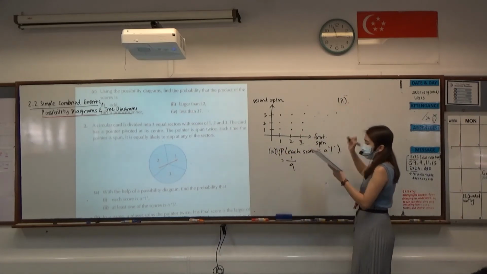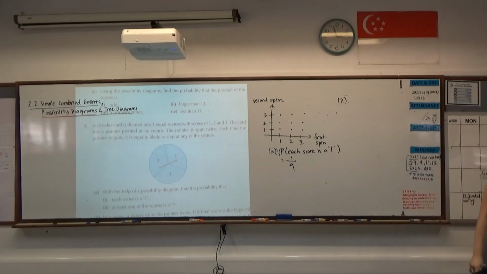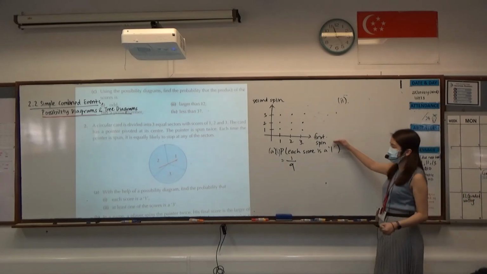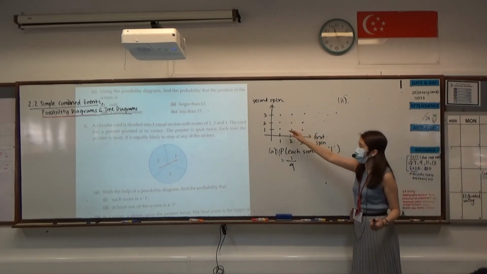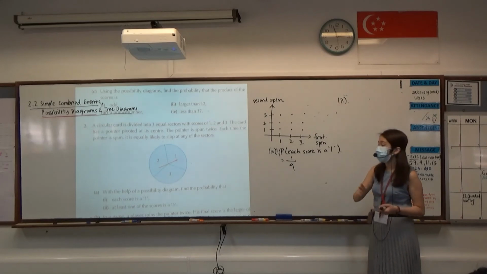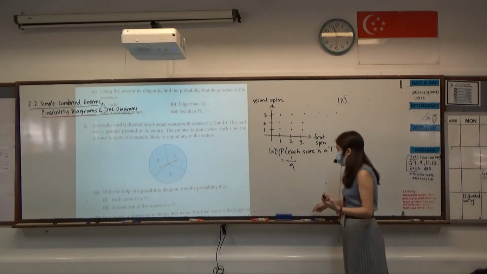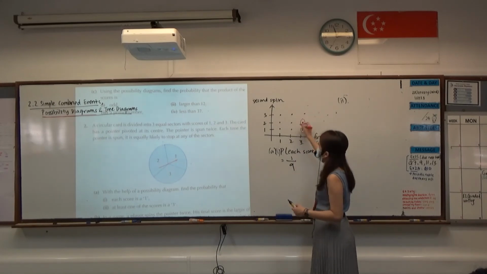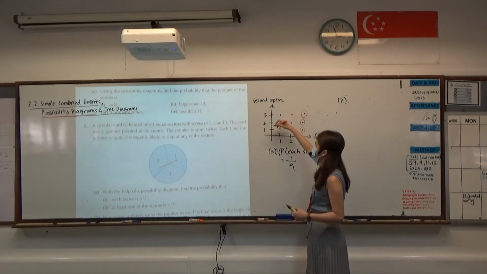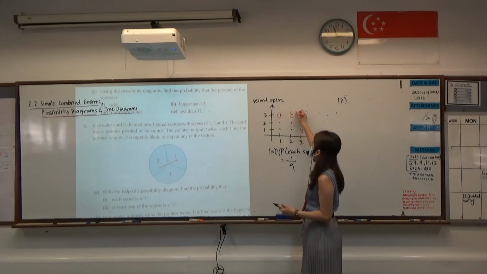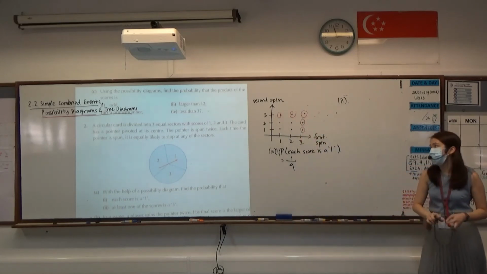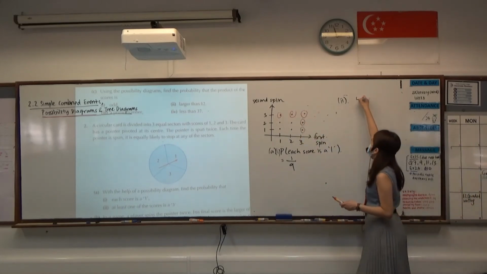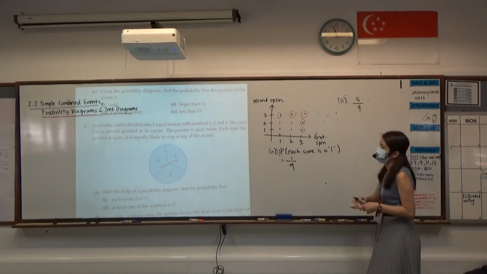In part 2, the probability that at least one of the scores is a 3. That means it's either the first spin is a 3 or the second spin is a 3. Okay, because there's no 4 and 5, so we are looking at either 3, 3, 1, 3, 2, 3, otherwise 1, 3, 2, 3, and 3, 3. So that is a total of 5 out of 9 possibilities.